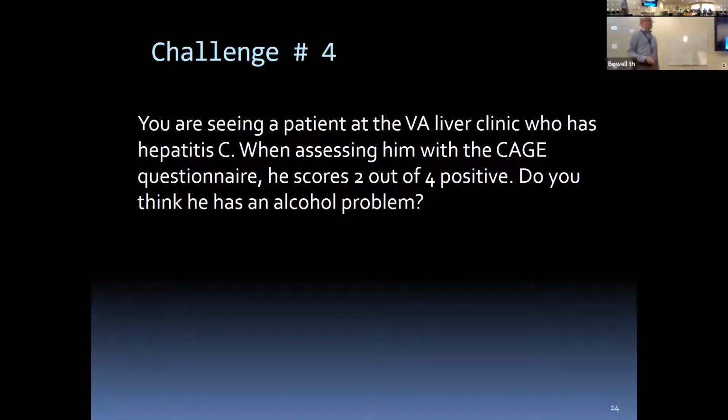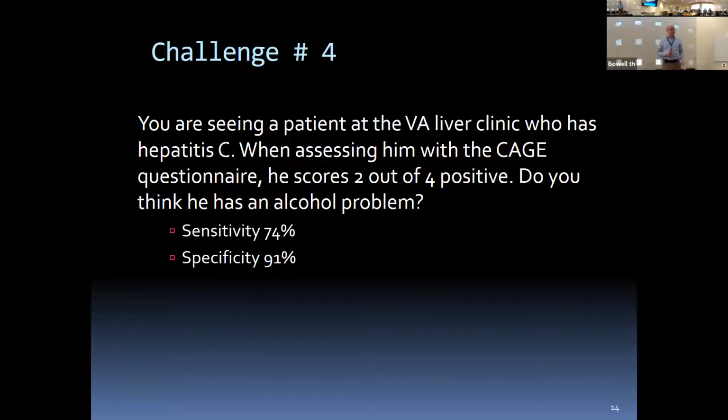So he scores 2 points. And the question is, do you think there's an alcohol problem? It's always a good answer. Should you use that test? Maybe it's such a bad test that, let's see what the test is. Maybe we should just forget about it. Sensitivity is 74%, specificity 99%. Should we just forget about it? Is that what we should do?